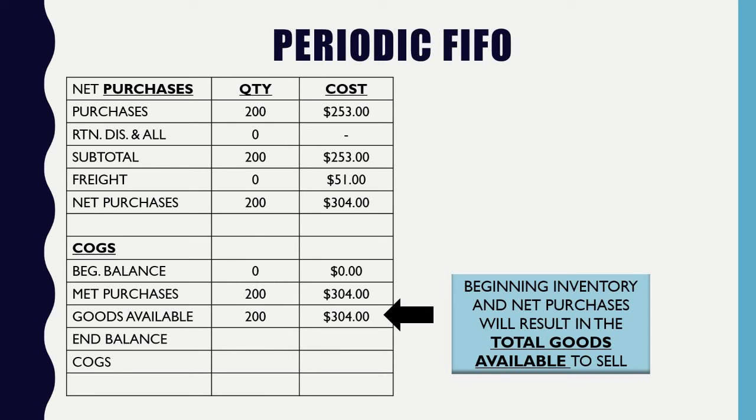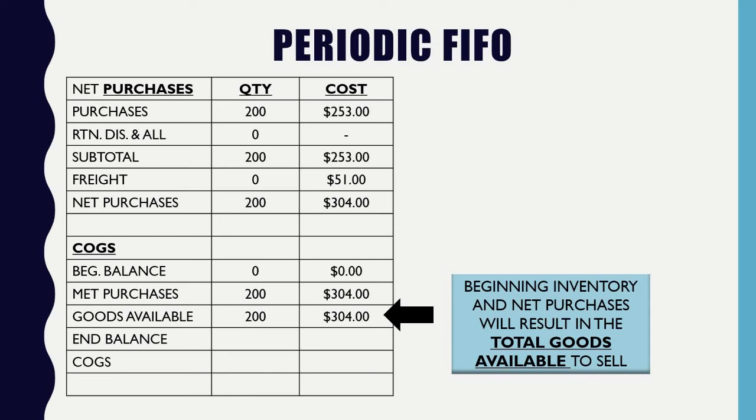Now, again, the formula for my goods available is beginning inventory plus net purchases. So in this case, I have 0 for my beginning inventory plus my net purchases. So therefore, my goods available that I have available to sell is the 200 items for a total of $304. That's how many goods available I have to sell.